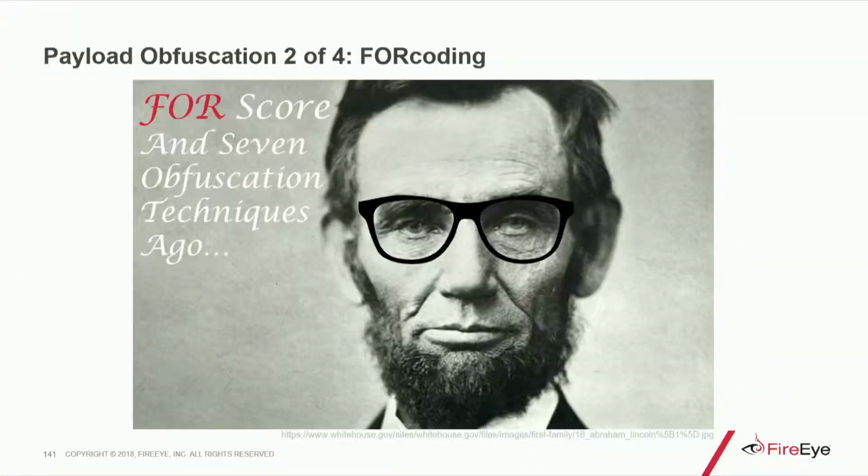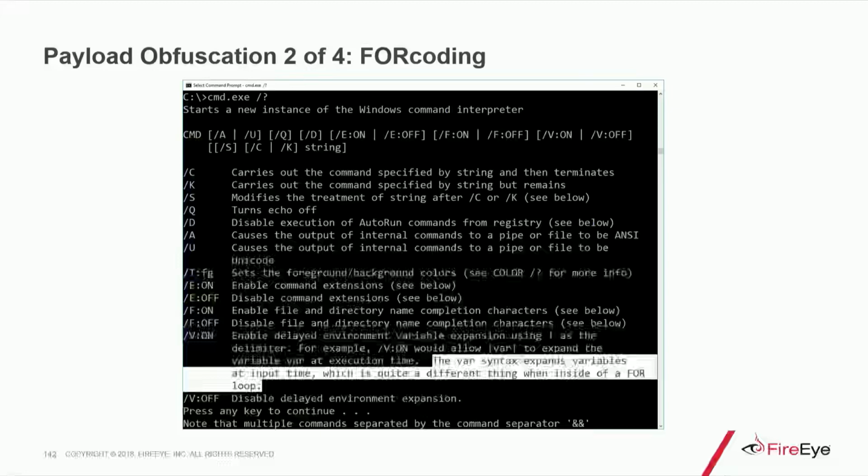So, the for loop. For loop is freaking cool. It does some fun stuff for us with command.exe. So I dubbed this FOR coding, for loop encoding. And again, if you go back to the command's help menu, I love this verbiage here. It says, when you use the variable expansion, you can use exclamation points instead of percents, which is quite a different thing when inside of a for loop. That is an understatement. It gets crazy different in a for loop.